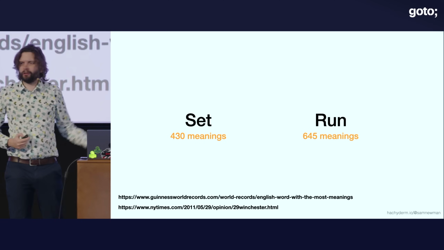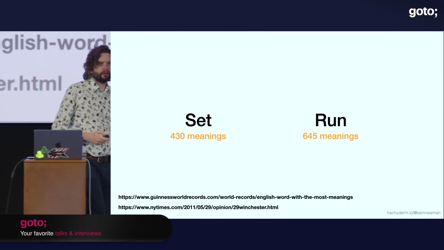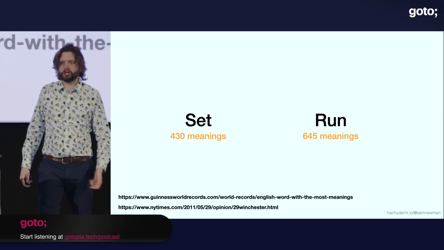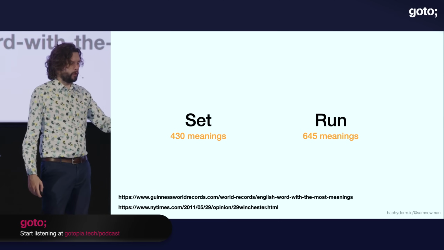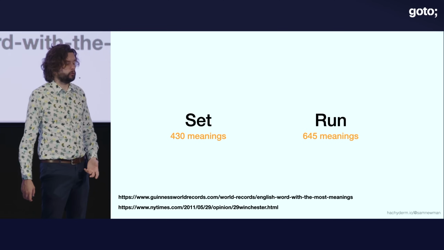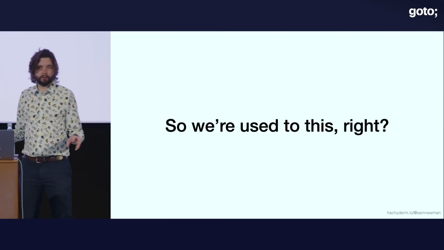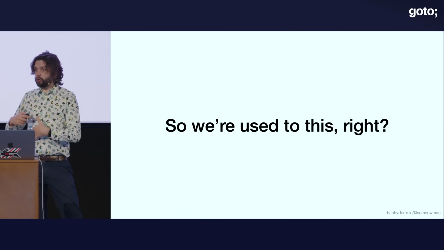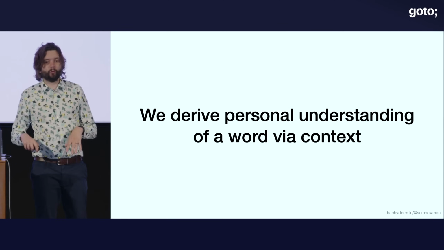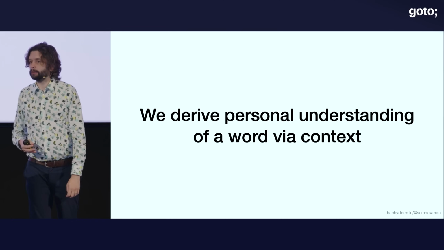But we are used to this though, right? Now, I'm not going to expect you to know all 430 meanings, but as people who might speak English as a second, third or fourth language, you probably already know lots of ways to use the word set. And I don't always have to explain to you how I'm using the word set because you can work it out. We're used to this. Because fundamentally, what we're very good at as humans is deriving the understanding of words from the context in which that word is used.